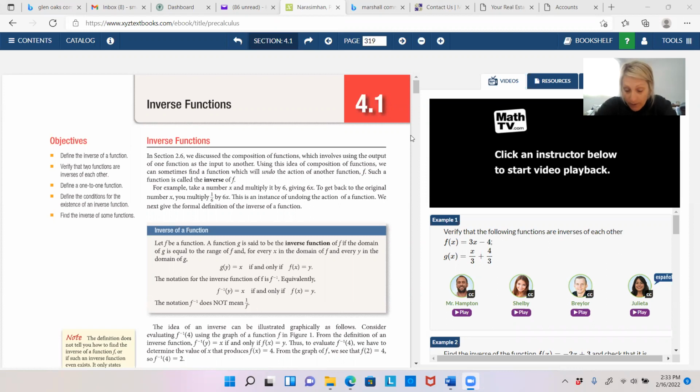There is an inverse of a function if the function is one-to-one. You know how we learned the vertical line test to see if an equation was a function. Now, to see if there's an inverse function, if it's one-to-one, we're also going to look to see if it passes the horizontal line test.